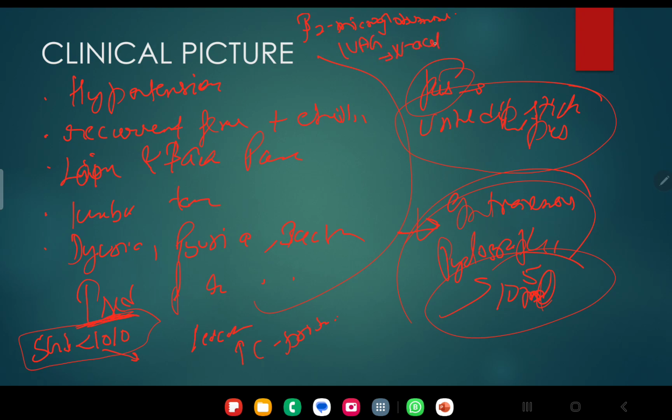It means N-acetyl beta D glucosaminidase. We also have kidney function tests and intravenous urography, ultrasound investigation, CT scan, MRI. I already gave you information.